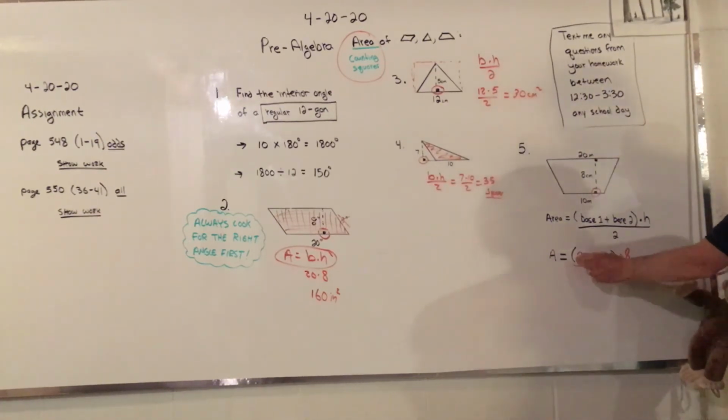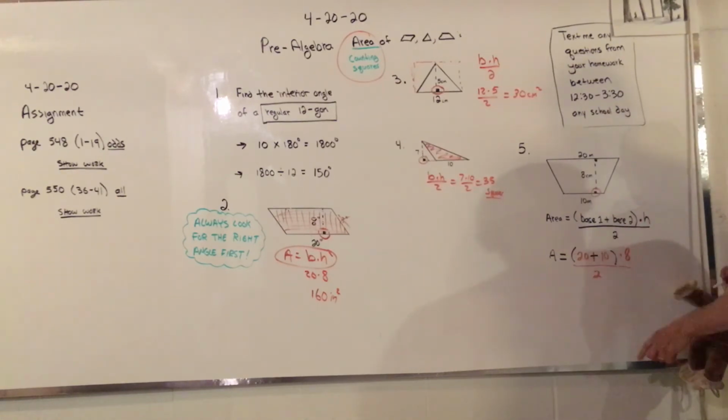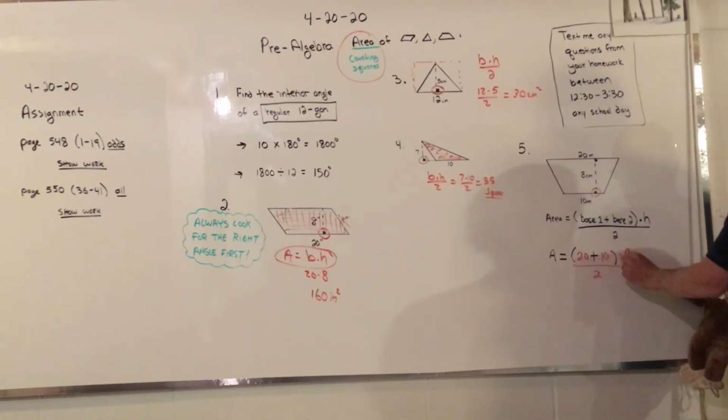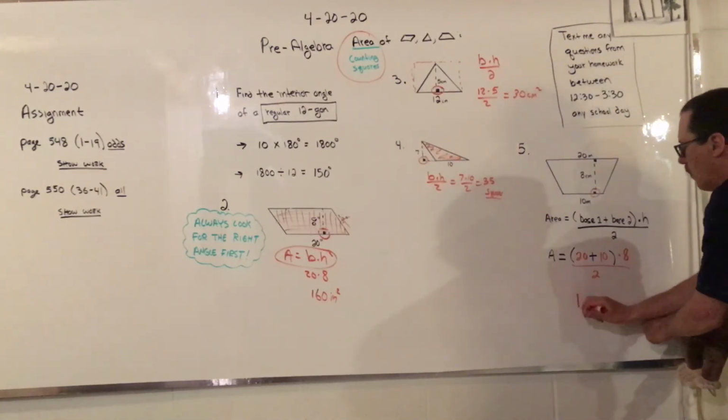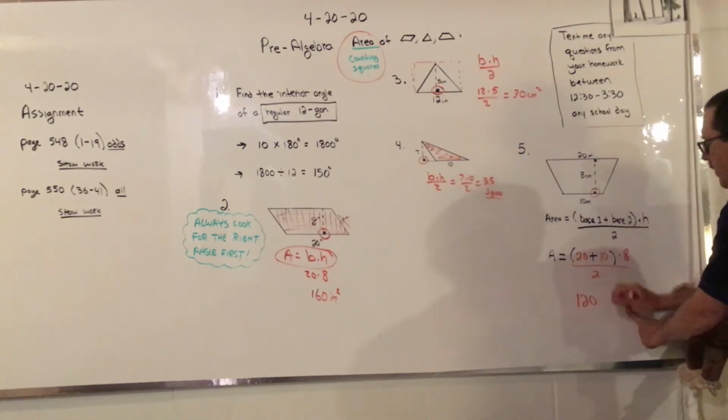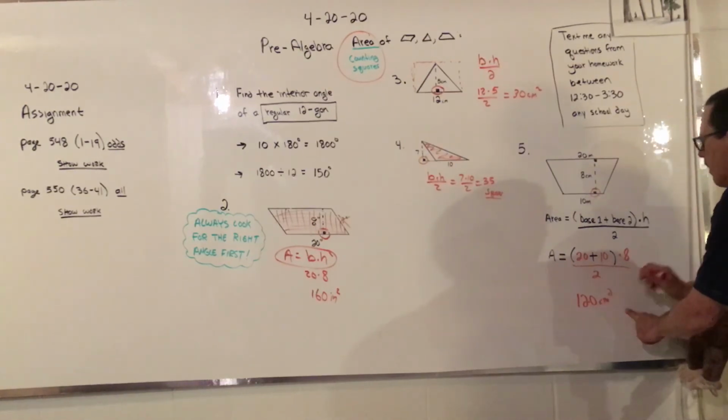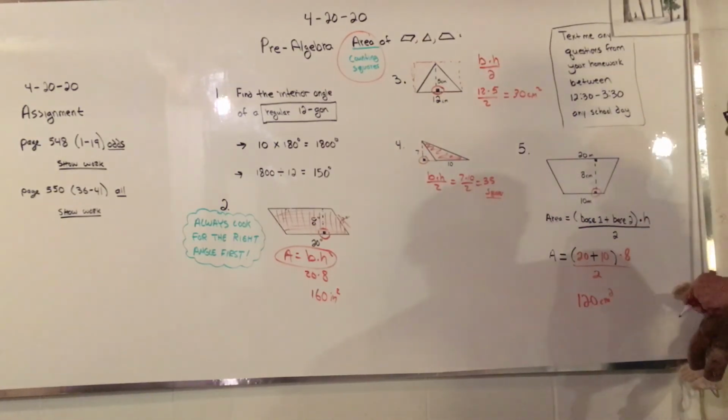Now in your calculator, you've got to hit 20 plus 10 and hit enter before you do anything else because of those parentheses. So this would be 30 times 8 is 240 divided by 2. That would give us 120, and then my unit is centimeters squared. That would be the area for that one.